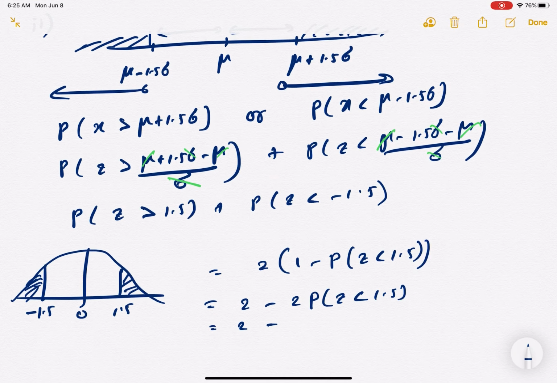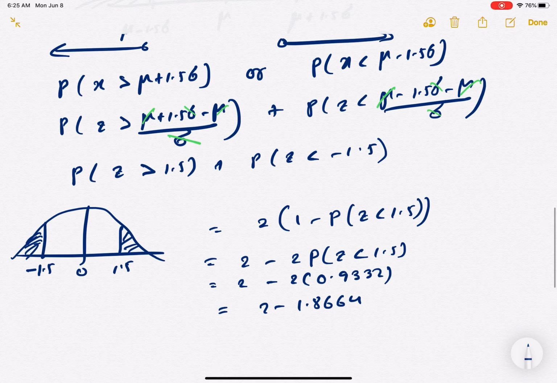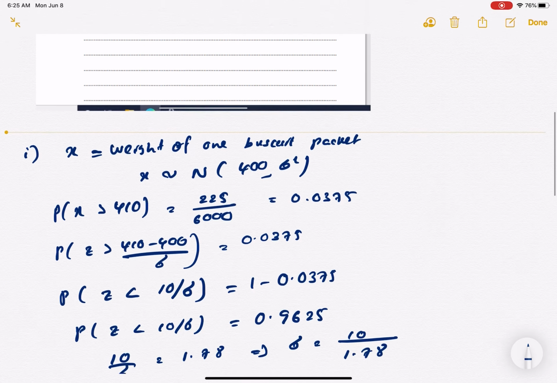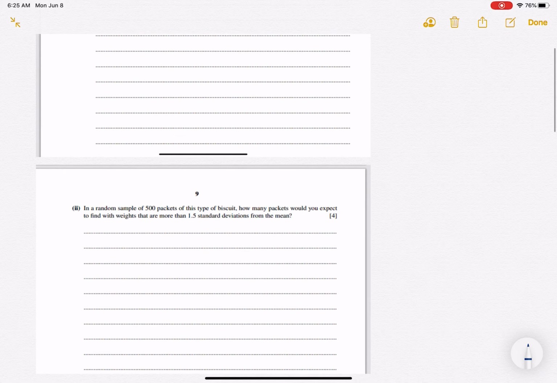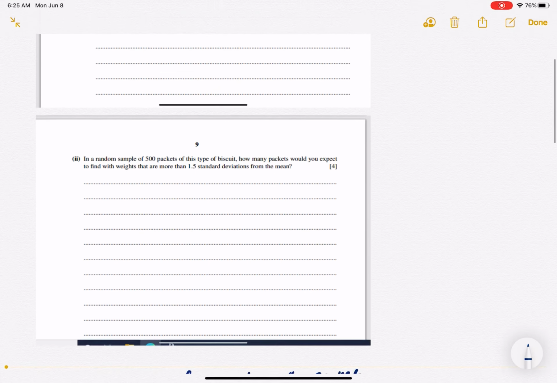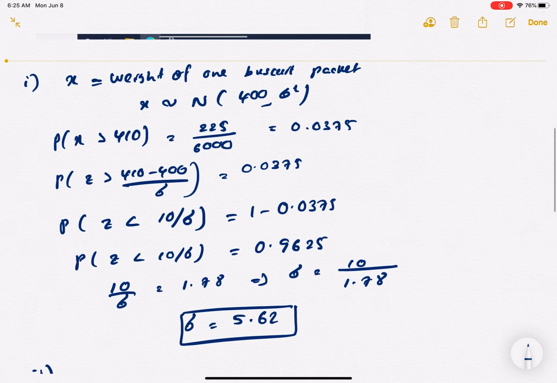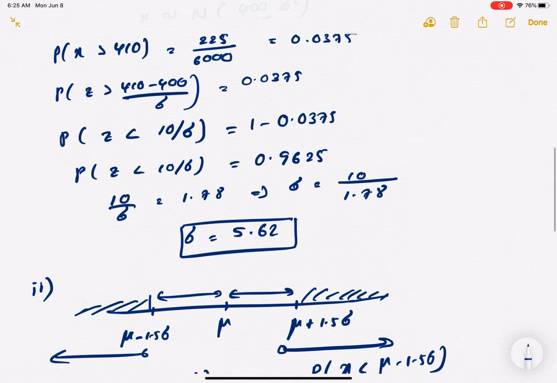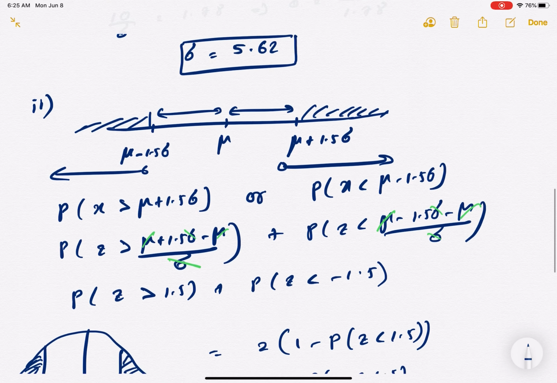So that's going to be 2 minus 0.1864, which is 0.1336, the final answer. This is the probability that a randomly selected biscuit packet's weight is more than 1.5 times the standard deviation away from the mean. It could be 1.5 standard deviations more than the mean or less than the mean.